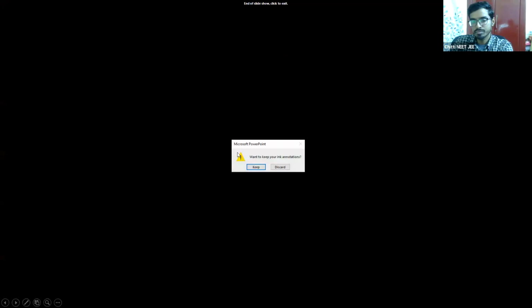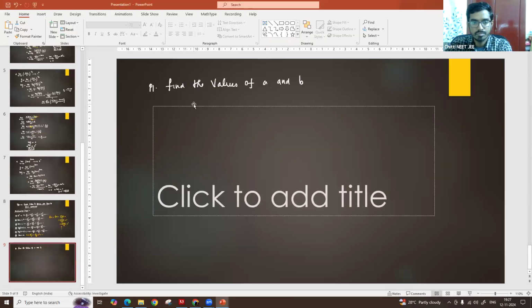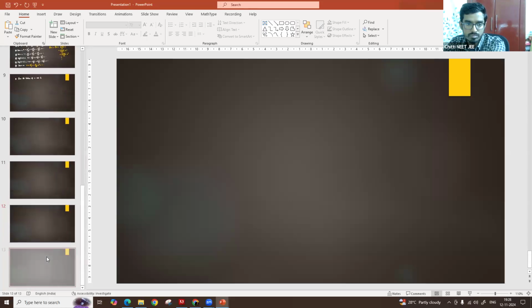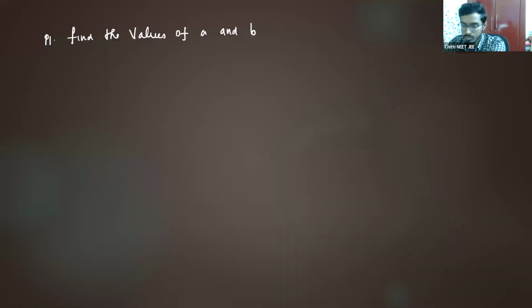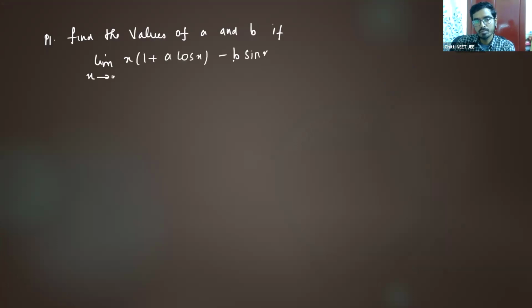Okay. So problem 1. Find the values of a and b, if limit x tending to 0, x into 1 plus a cos x minus b sin x, whole divided by x cube, is equal to 1.